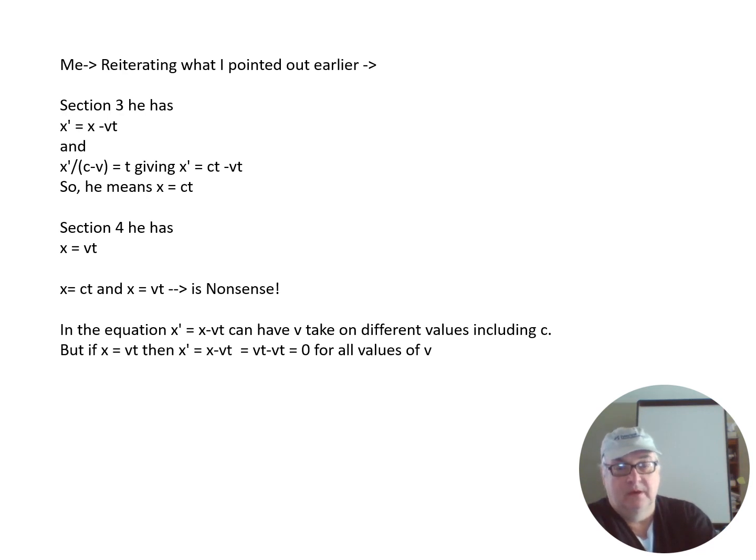And if you're going by that, it's making a mess of the mathematics. You're ending up with x prime being equal to vt minus vt equals 0 for all values of v, when it's not supposed to be.